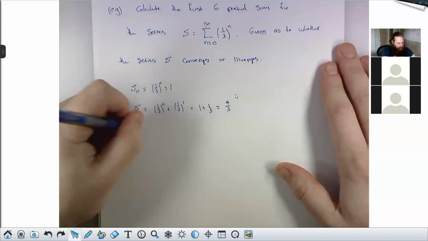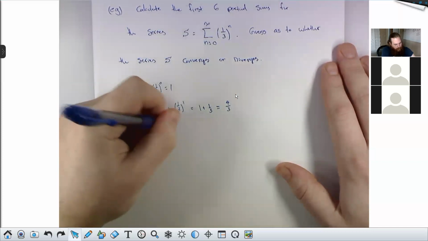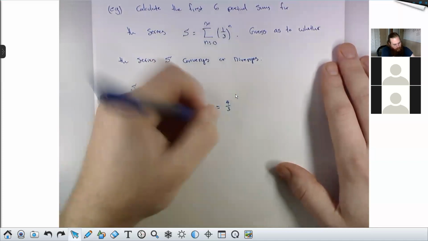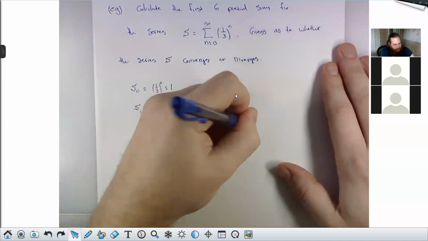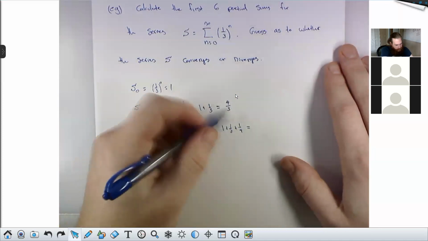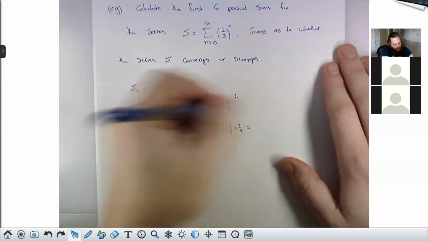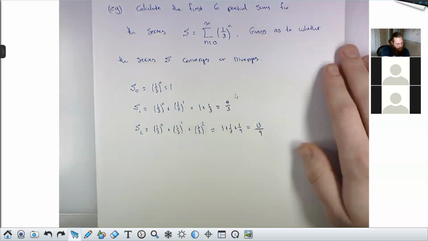My next partial sum, S_2, is 1/3 to the 0 plus 1/3 to the 1 plus 1/3 to the 2, which is 1 plus 1/3 plus 1/9, which is 4/3 plus 1/9. 4/3 is 12/9, so that's 13/9. That looks right. Thirds plus 1/9, 12/9. Yeah, 13/9. Good.